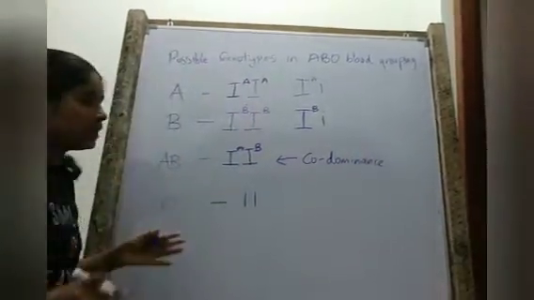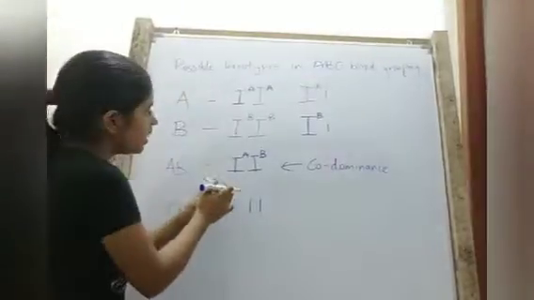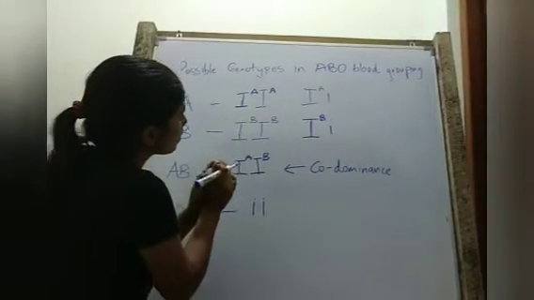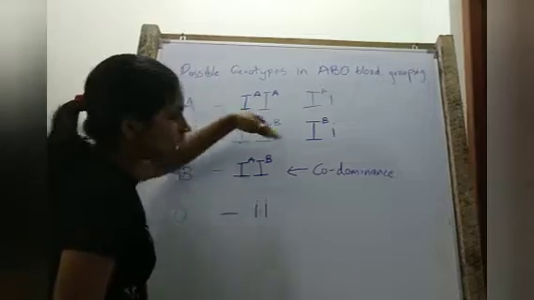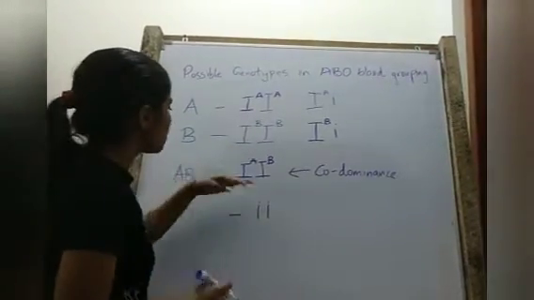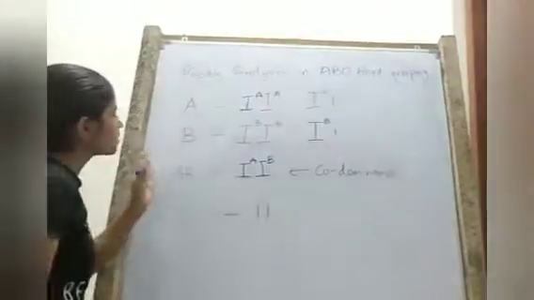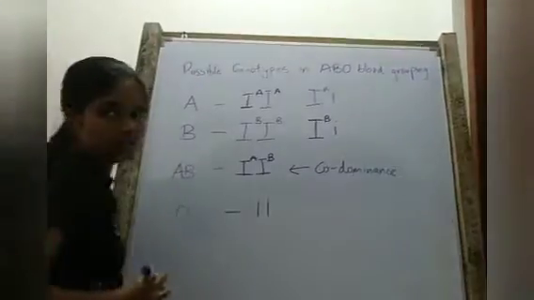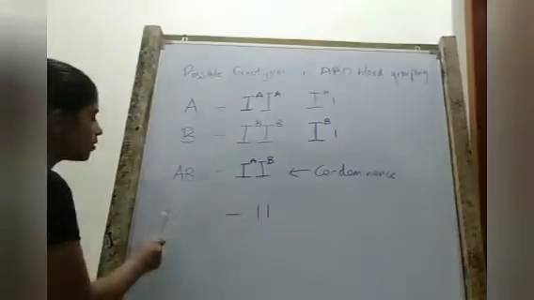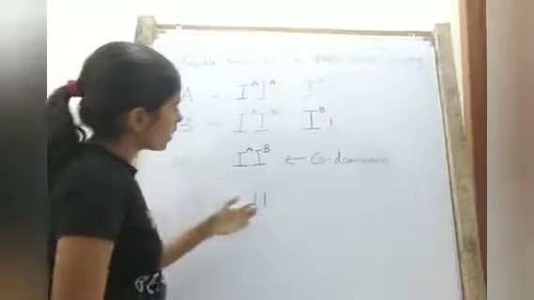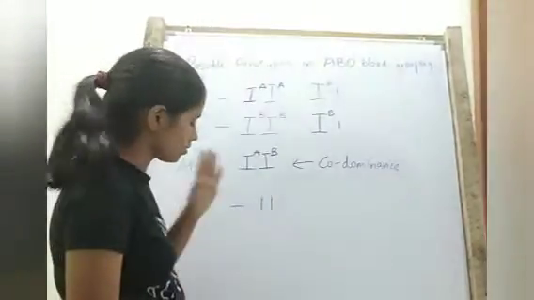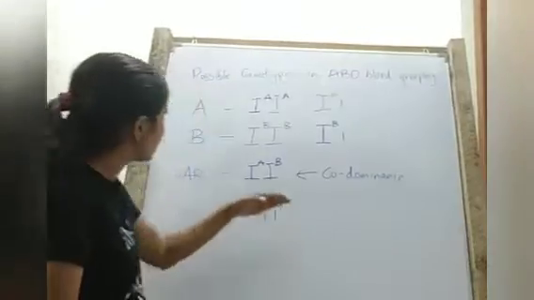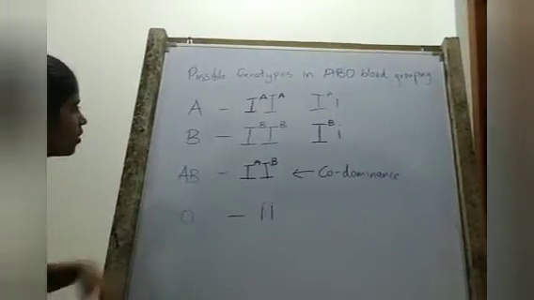We mentioned earlier that the capital IA allele has a codominant relationship with the capital IB allele. So therefore they exist equally in this AB blood group phenotype. And then we come to the O blood group, the homozygous recessive condition. There is only one genotype, and that gives out the O blood group.